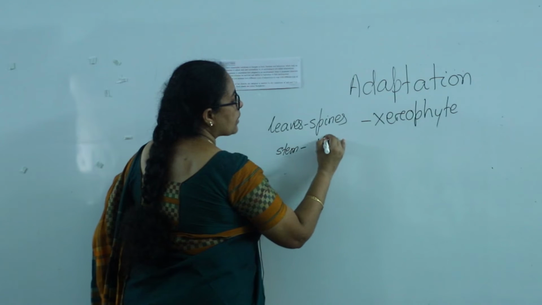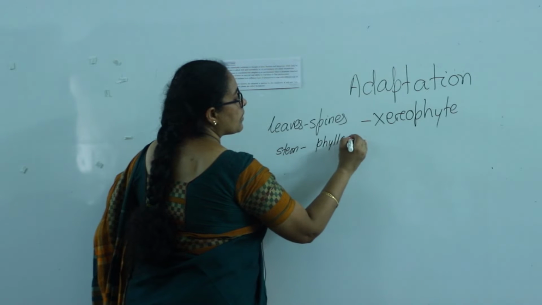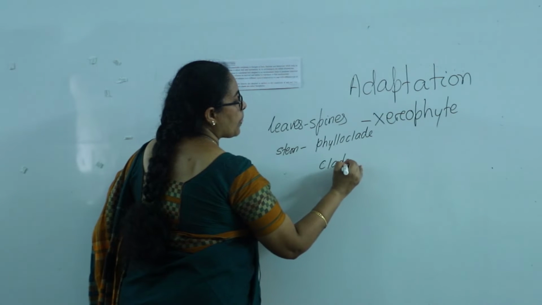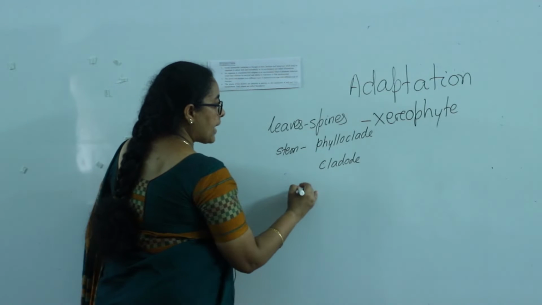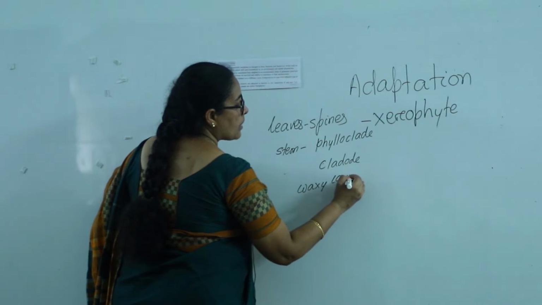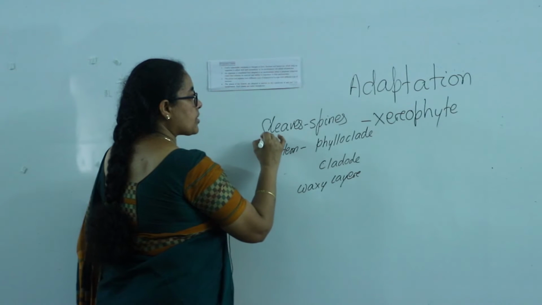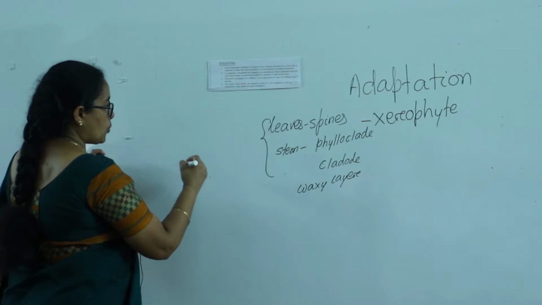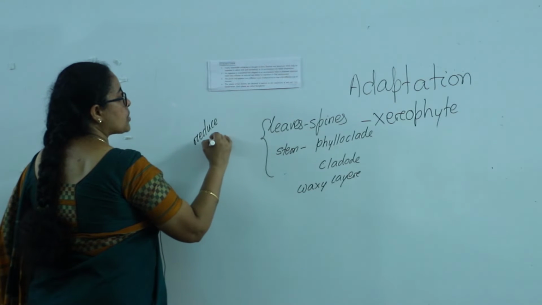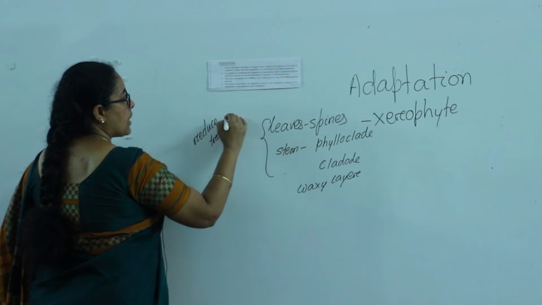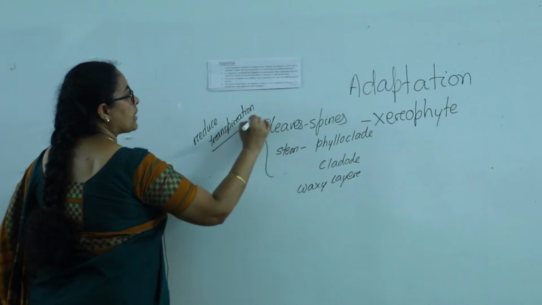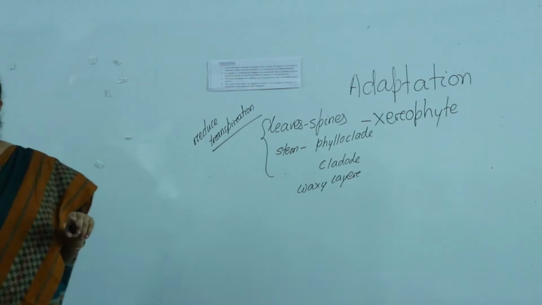like phylloclade, cladode, etc. They have a waxy layer, and those specific features enable them to reduce transpiration. Reduce the transpiration, because they grow in habitats which have a scarcity of water.